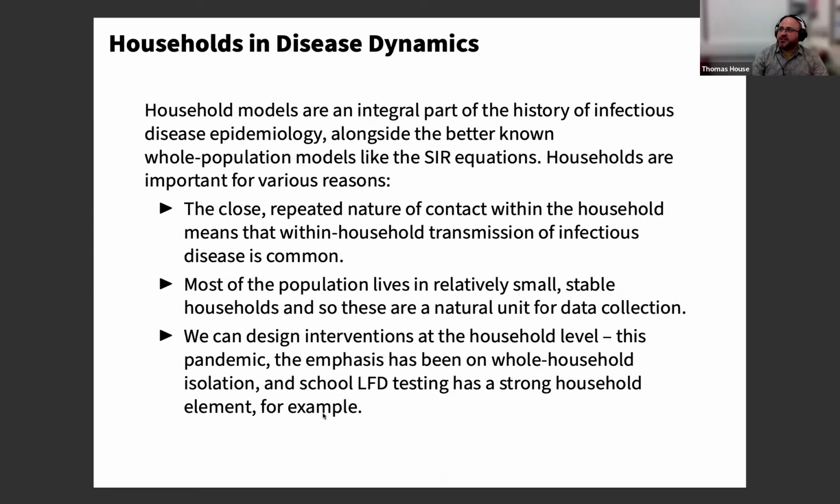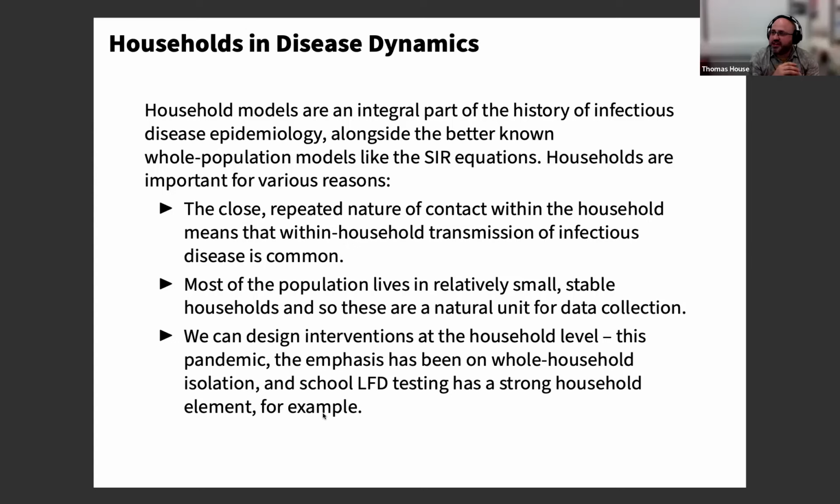So this is what I was starting to say. You get this close, repeated nature of contact within households, and they're relatively stable. And the other thing is that interventions are designed at the household level. Generally speaking, when people were told to shelter in place or lockdown or quarantine, whatever the local word was for it, they were asked to stay with their household members, right? And they'd often get things distributed to them on a household basis.